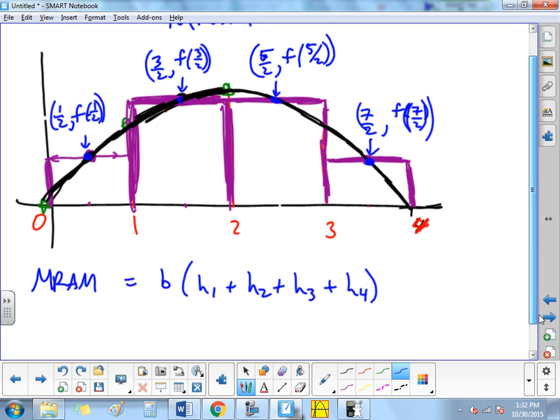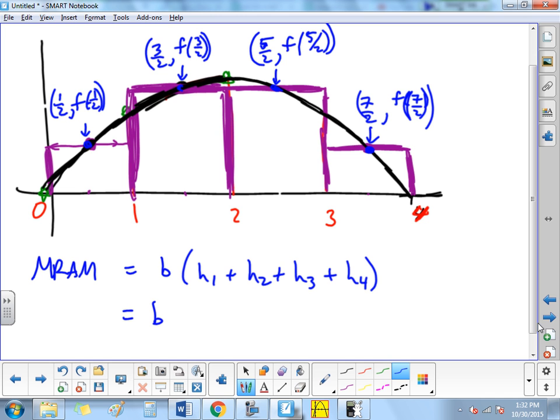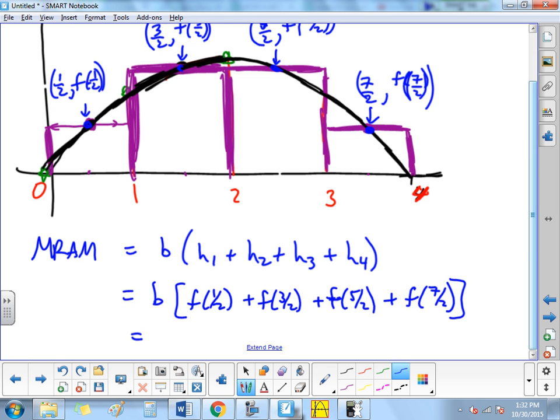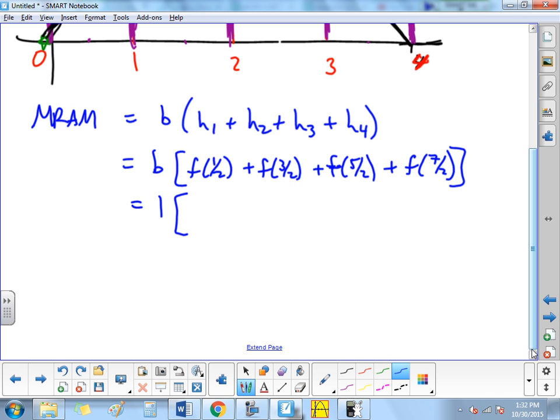And those heights are f of 1/2 plus f of 3/2 plus f of 5/2 plus f of 7/2. Since each base is 1, and f of 1/2 would be 4 times 1/2 minus 1/2 squared. And f of 3/2 would be 4 times 3/2 minus 3/2 squared.